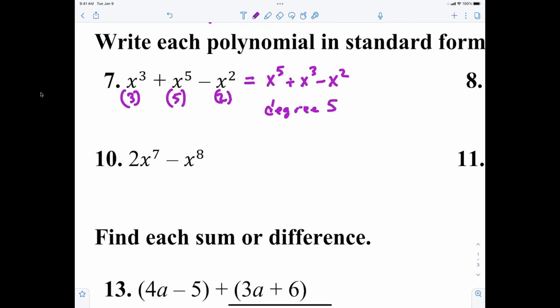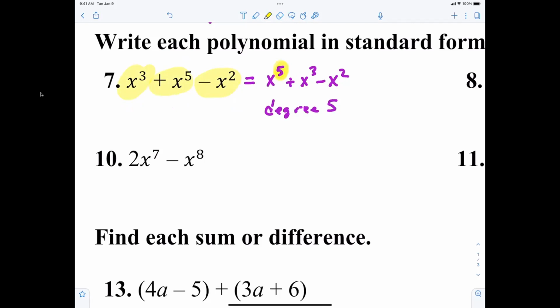How do you know what sign to put? Because the sign in front is the sign of the monomial. This right here is a positive. This right here is a positive. This right here is a negative. That's it. You get 5 for the degree, the largest exponent.